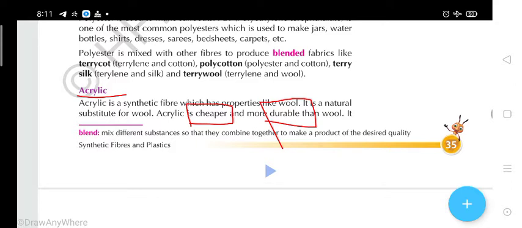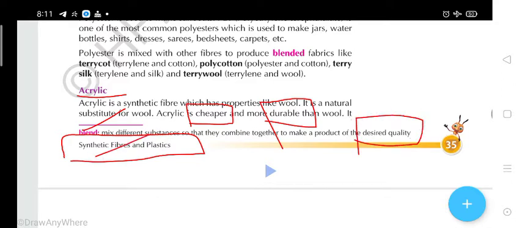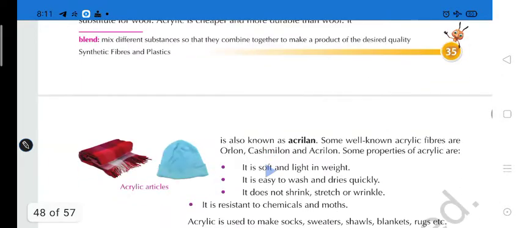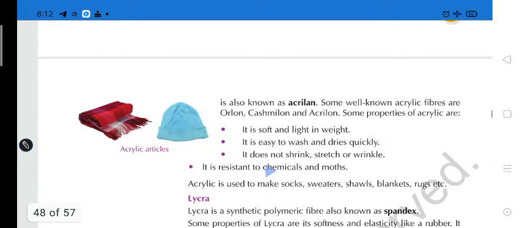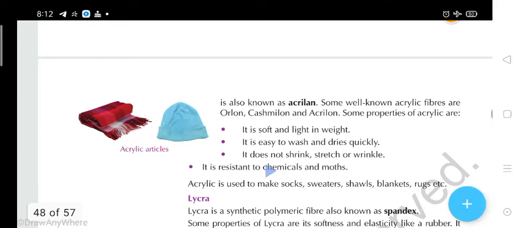Blend. Here is also a mixing process. Blend: to mix different substances so that they combine together to make a product of the desired quality. Students, as I have taught you, why there is a need for mixing and blending, because we desire the quality of synthetic fiber and the plastic. Now the acrylic articles. Here are some pictures, students. Here is some cloth-like structure. Here is a cap. These are made of what? Acrylic articles. It is also known as acrylan.